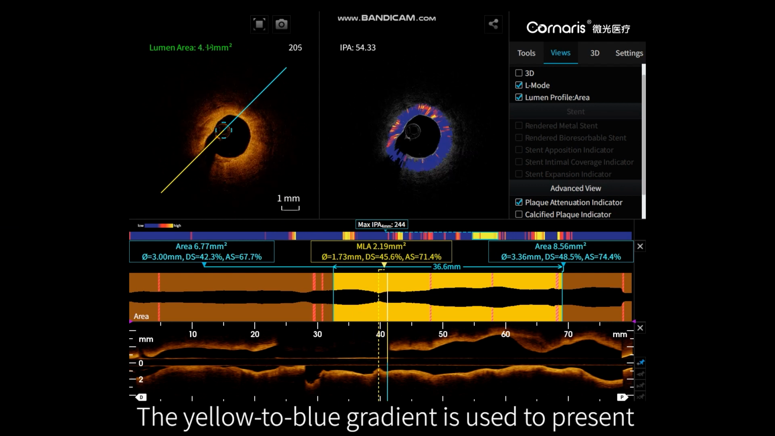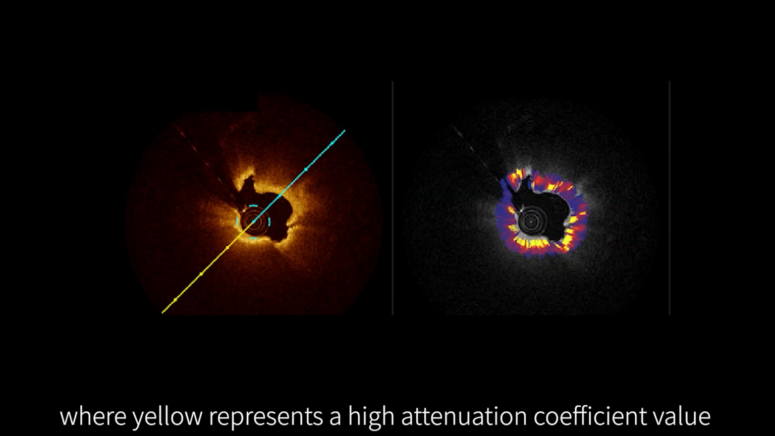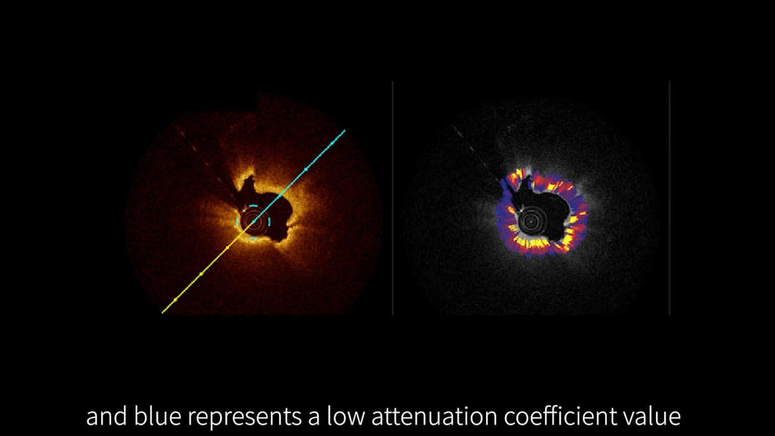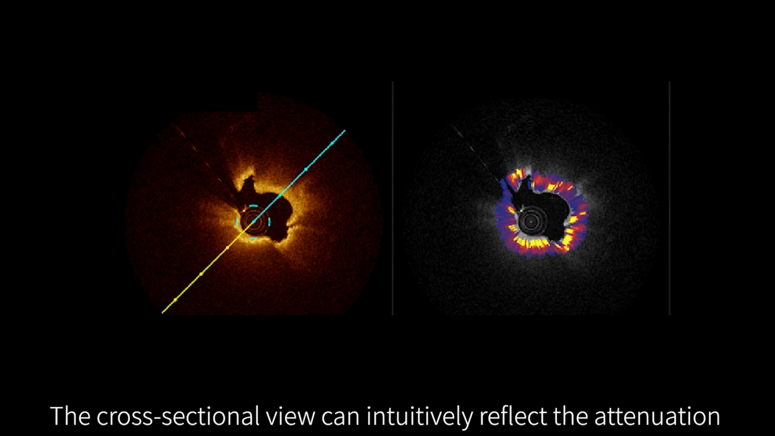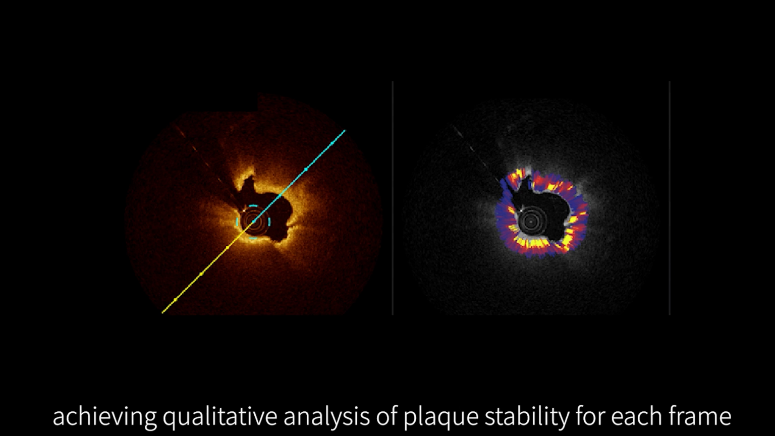The yellow to blue gradient is used to present the magnitude of the attenuation coefficient value, where yellow represents a high attenuation coefficient value and blue represents a low attenuation coefficient value. The cross-sectional view can intuitively reflect the attenuation characteristics of each OCT cross-section, achieving qualitative analysis of plaque stability for each frame.